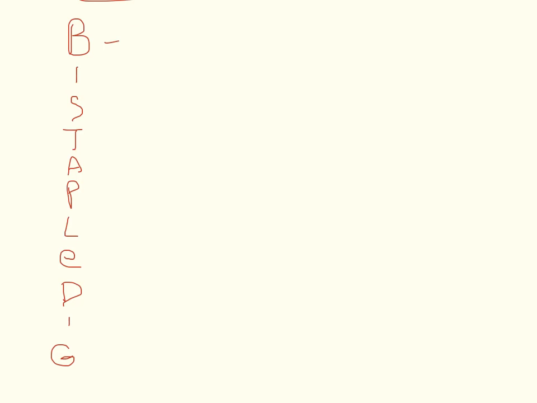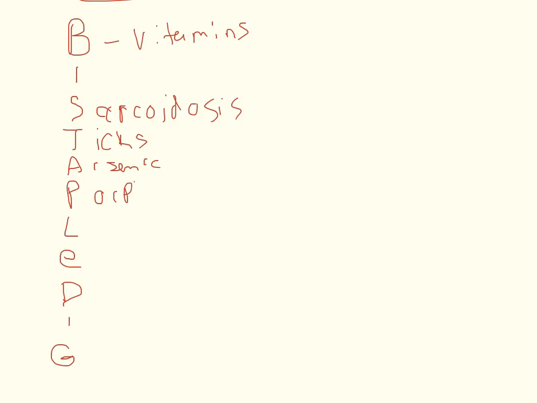But we have B vitamins, specifically B1, B6, B12. You can get sarcoidosis, which is the deposit of sarcoid tissue inside of your tissues. T, we want to look at ticks, tick diseases. A is for arsenic. P is for porphyria. L can have two meanings. It can be Lyme disease, which is another tick type of thing, or it can be leptomeningitis.